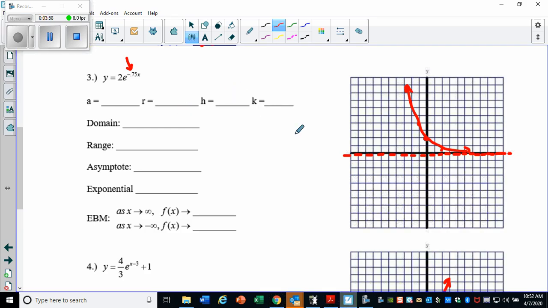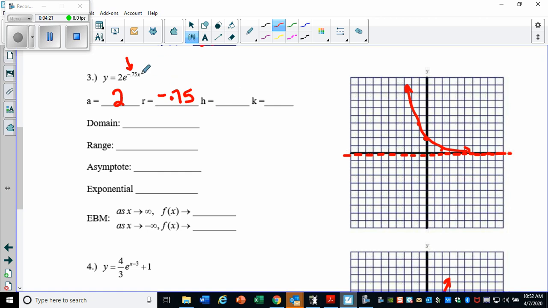Now let's go ahead and get all of our information in our asymptote. So A, that's going to be your number in front of e. In that case, this is 2. So that's actually going to tell us, remember, that this is going to be a vertical stretch. That r value is negative 0.75. Okay, and that's going to tell you that that's actually a horizontal stretch.